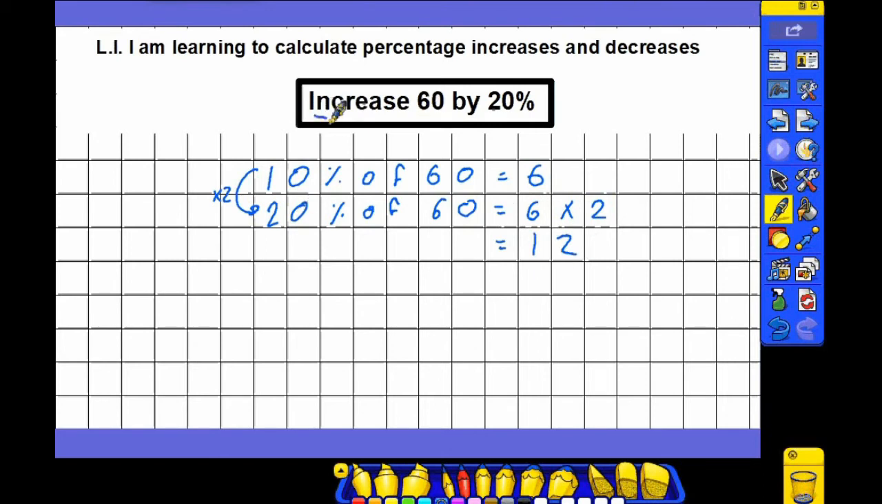So if I'm wanting to increase 60 by 20%, then I'm going to need to add that 20% back on to 60. So I'm going to have 60 plus the 20%, which is 12. And so the answer to that is 72. So if I'm increasing it, I have made it bigger by 20%, so I've made it bigger by 12 in this case.